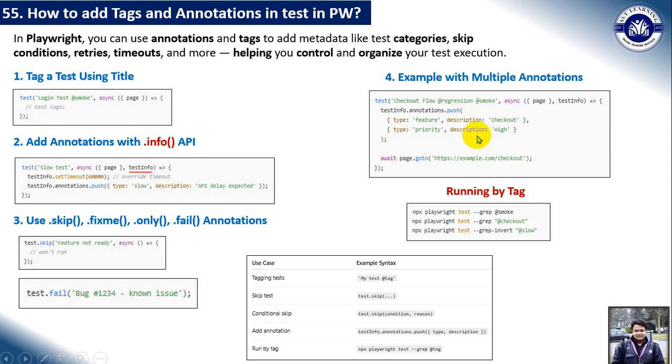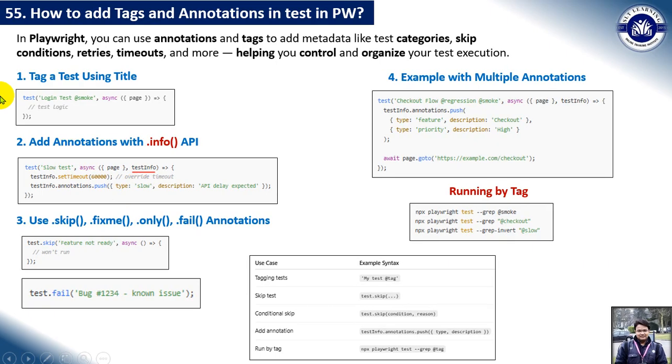Suppose you want to run it this way. You use npx playwright test with --grep, meaning you need to provide, in double inverted commas, the feature, for example "checkout", so this will be executed. Similarly, with --grep-invert "slow", it will consider the tests tagged slow in the inverse way. So this is how you can run particular test cases using the annotation and tag in Playwright.